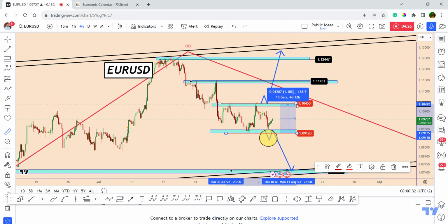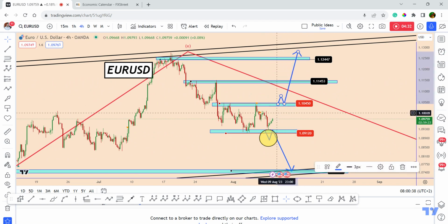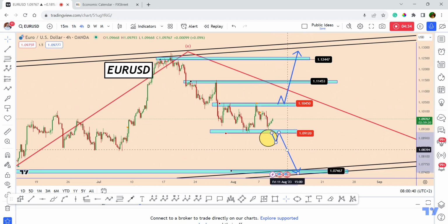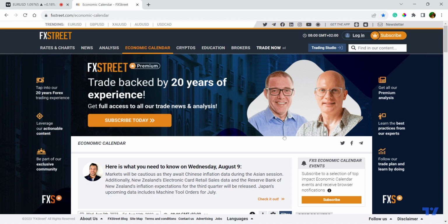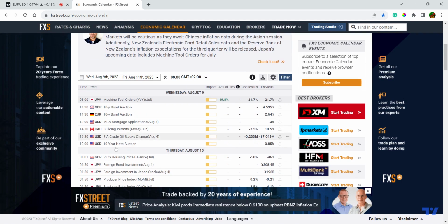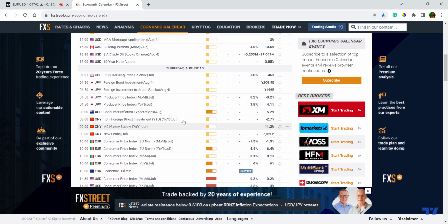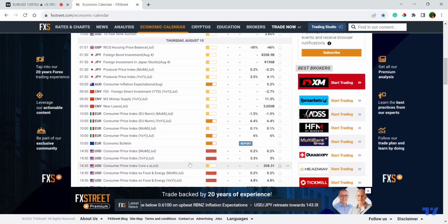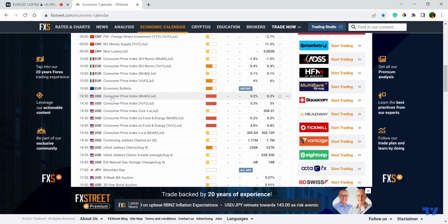The trading range is wide. This is about 130 pips. The price is still developing within these two points. Considering that we don't have any data for today to move the market, the focus will be only tomorrow on the CPI data from the US.